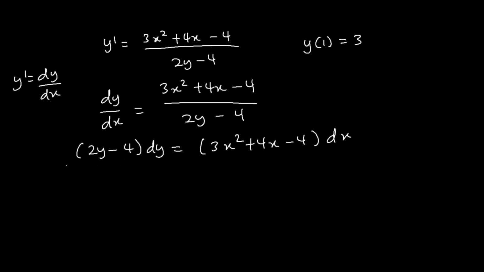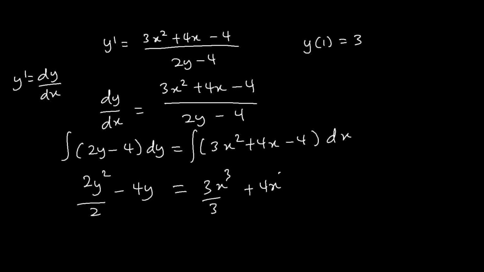So now we want to find a solution to this differential equation. All you have to do is get rid of the derivatives, and you can do this by integrating both sides. When I do this, this will give me 2y squared divided by 2, then minus 4y. This is a constant, so it will assume the variable y, so minus 4y. Then this will be equal to 3x cubed divided by 3 plus 4x squared divided by 2 minus 4x.